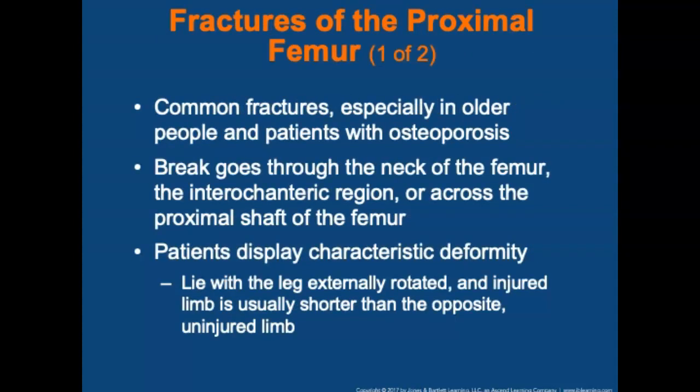And then fractures of the proximal femur. Fractures of the proximal femur are common fractures, especially in older people with osteoporosis. The break goes through the neck of the femur and across the proximal shaft of the femur, and they display characteristics of deformity. They lie with the leg externally rotated. The injured limb is usually shorter than the opposite uninjured limb. Patients are typically unable to move or walk, and the hip region is usually tender on palpation, and gentle rolling of the leg will cause pain.